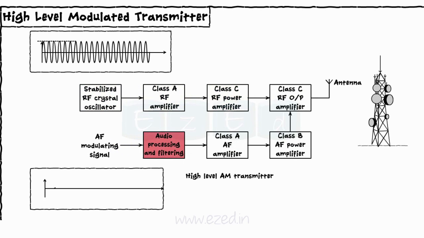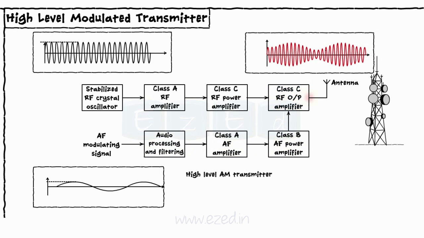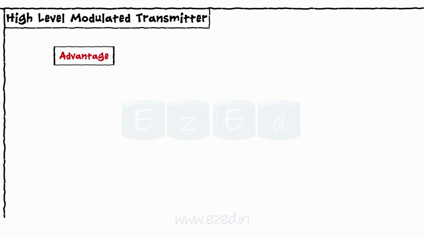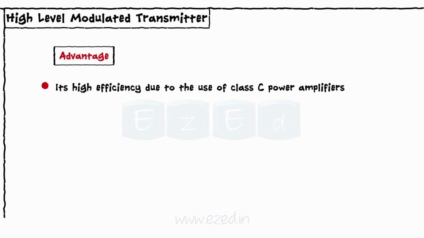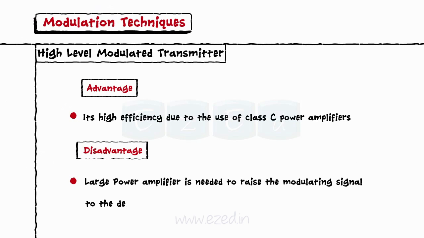The modulating signal is also amplified to a higher power level before modulation. The modulation takes place in the last Class C power amplifier. The modulated output is AM wave, which is transmitted directly. The advantage of high-level modulation is its high efficiency due to the use of Class C power amplifiers. The disadvantage is a large power amplifier is needed to raise the modulating signal to the desired power level.